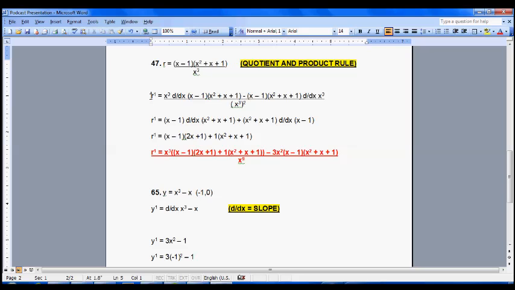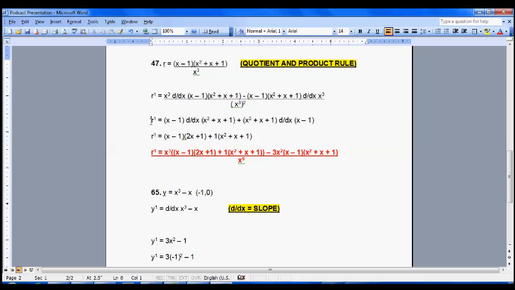It'll be r prime equals x to the third times the derivative of x minus 1 times x squared plus x plus 1, minus x minus 1 times x squared plus x plus 1, times the derivative of x cubed, all over x cubed squared. Remember, low d high minus high d low over low squared. Alright? So to find that derivative of the high part, you'd actually have to use the product rule. This is where it comes in.